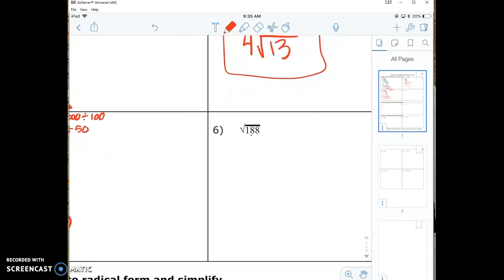Okay, number 6, 188. I know this is an even number, so it's definitely divisible by 2. 188 divided by 2 is 94. 94 is another even number, so it's definitely divisible by 2. 2 times 47 makes 94. And 47 is prime. So I see I have a pair of 2's outside my radical. 47 is lonely. He stays in the house. 2 root 47 is my final answer.